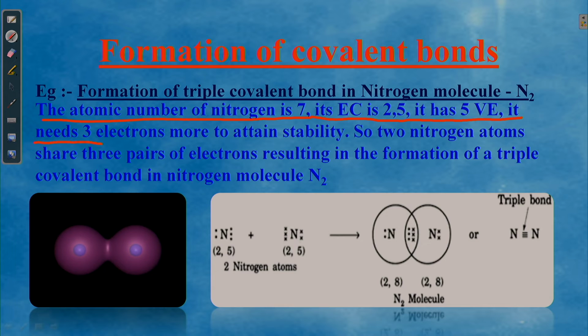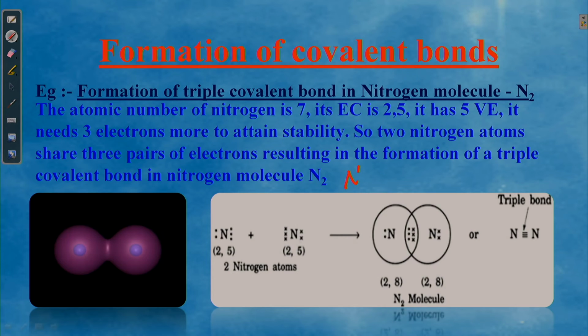It needs 3 electrons more to attain stability. So 2 nitrogen atoms share 3 pairs of electrons, resulting in the formation of a triple covalent bond in the nitrogen molecule, that is N2.